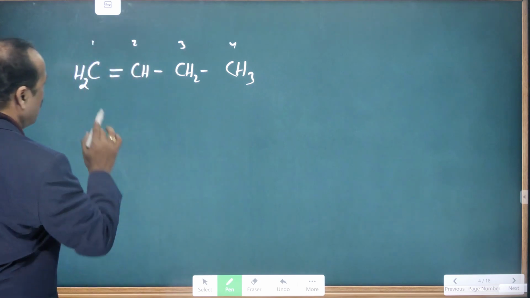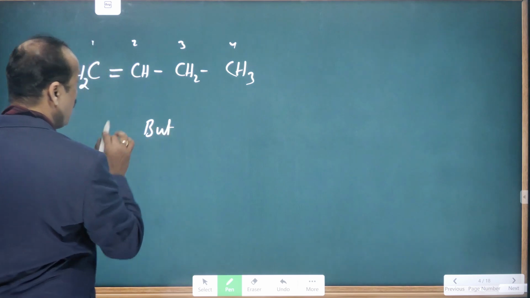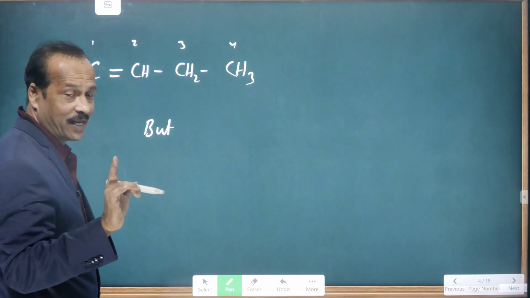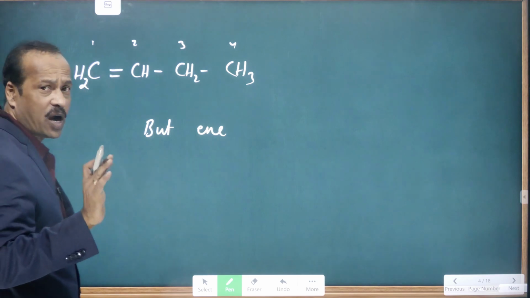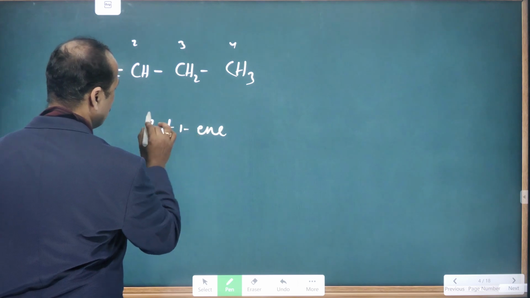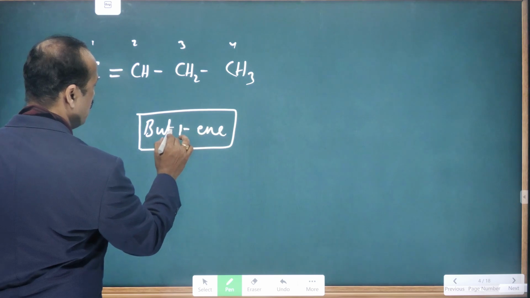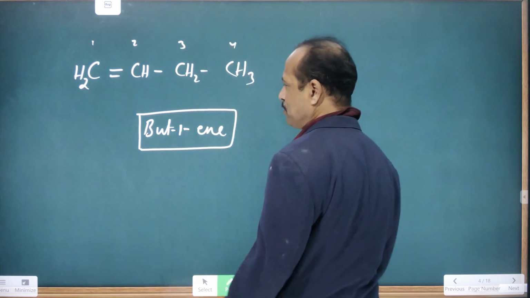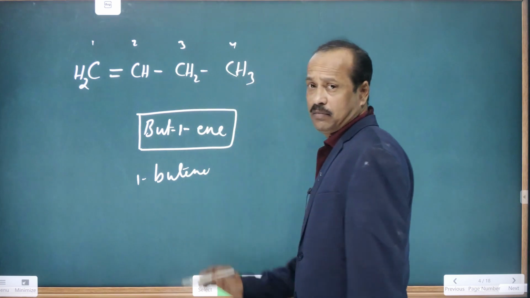Now what is the name of this one? 1, 2, 3, 4. 4 means what? But. Okay. But are there all single bonds? No. Here there is a double bond. So double bond means what? Ene. Right? But this double bond is present at which carbon? It is present between 1 and 2. So what number should we give? 1. So the name of this one is 1-butene. Right. This is the IUPAC name.